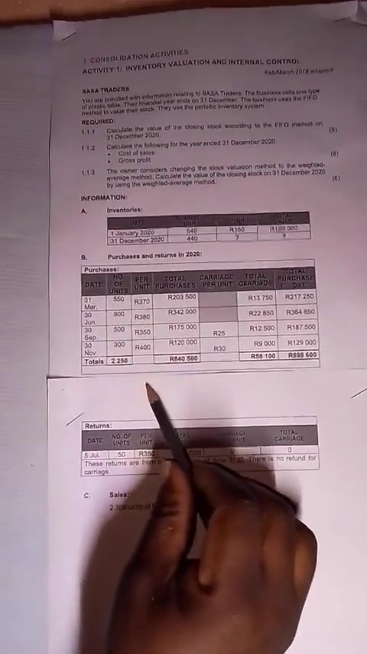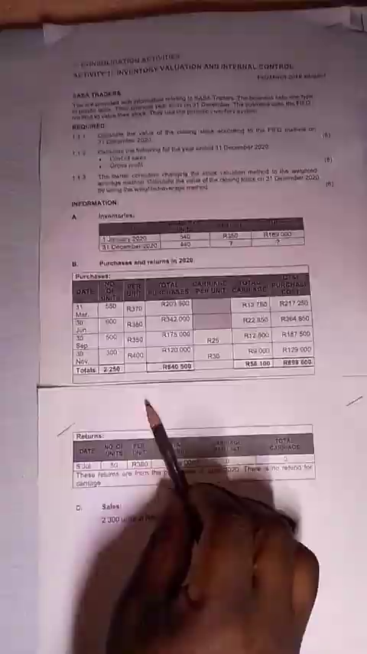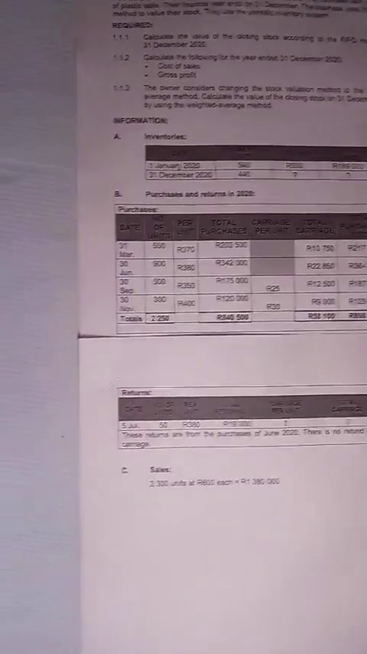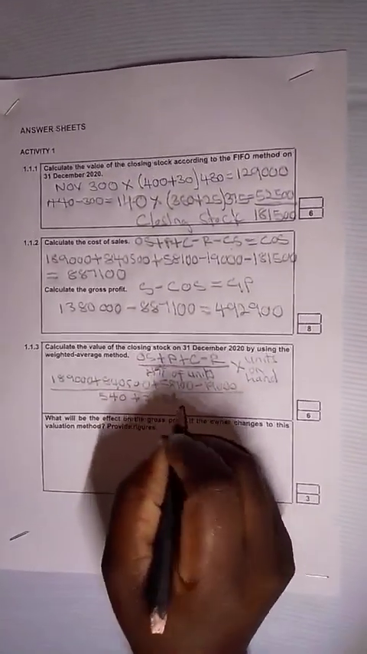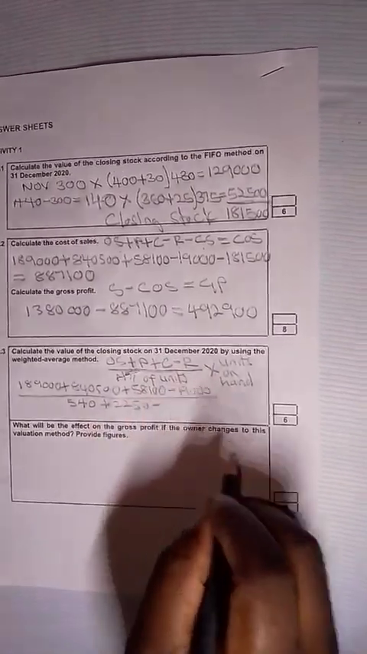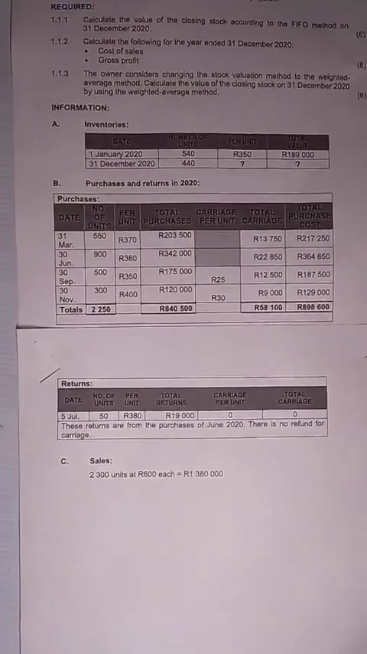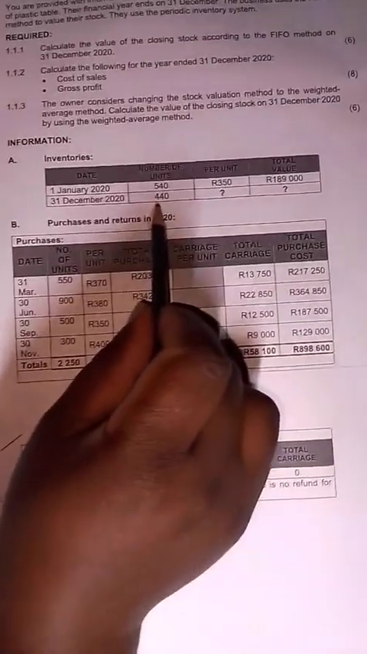We had 540. So we're going to say 540 plus the number of units that were purchased, 2,250, and then we subtract the returns. How many items were returned? There were 50 items that were returned. So when we do that calculation, we are going to multiply by 440. 440 is the items that are on hand.